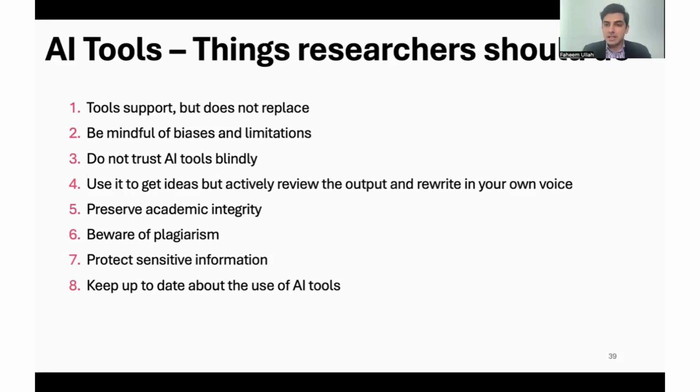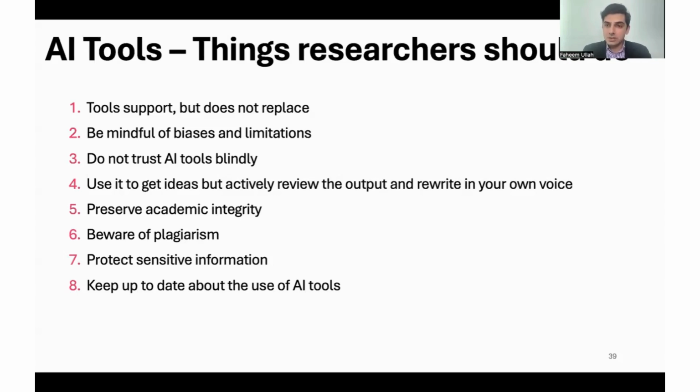Number 5 is preserve academic integrity. This is very important. When you're doing research, it's very important that you follow the guidelines of the journals. You follow the guidelines of the institutions you are associated with, because research is a very noble profession, and the aim is to learn and also to generate findings for the benefit of the field and overall society.